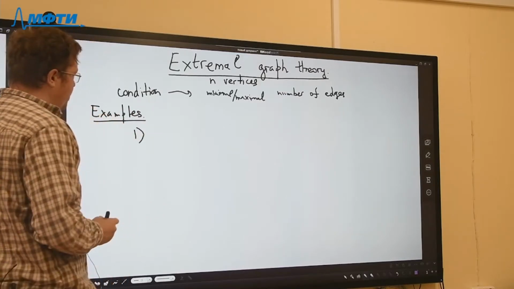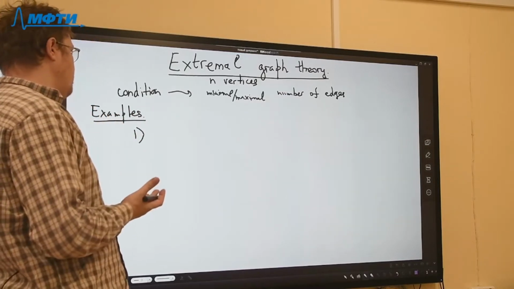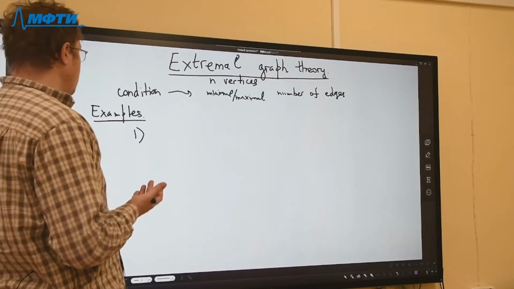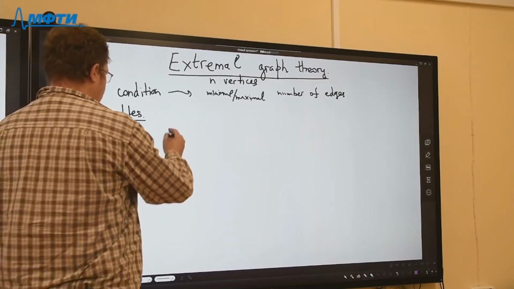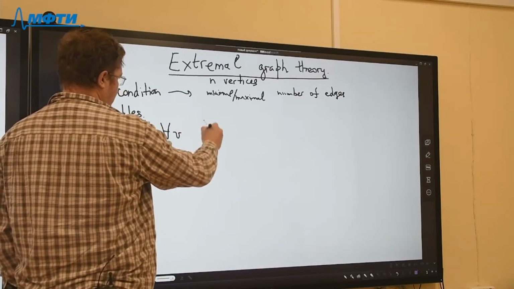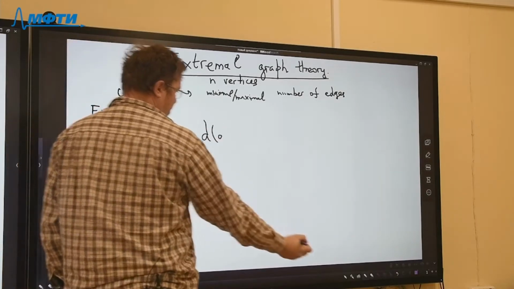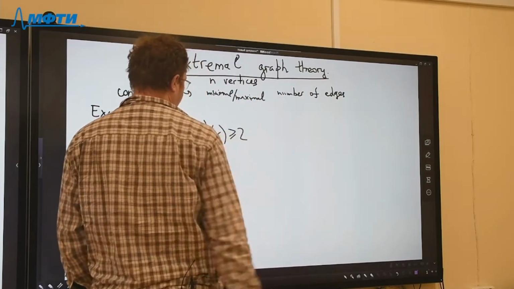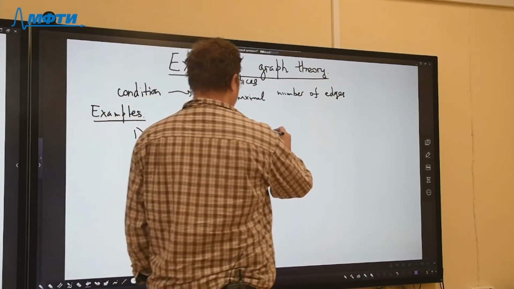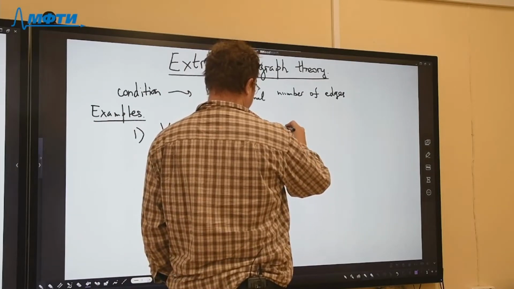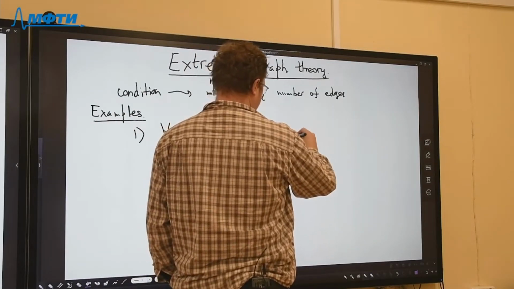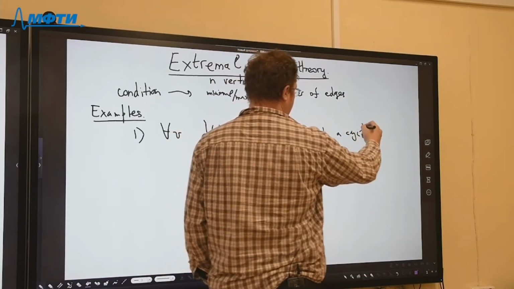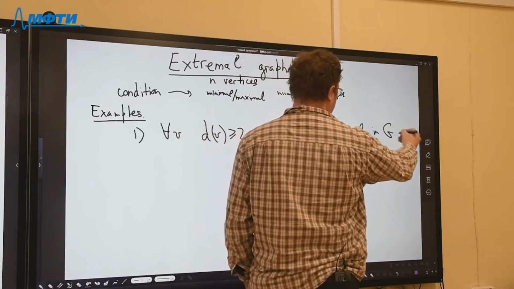For example, if the degree of each vertex is less than 2, then of course we have cycles. So for example, if for all vertices the degree of this vertex is more or equal than 2, then there exists a cycle in graph G.